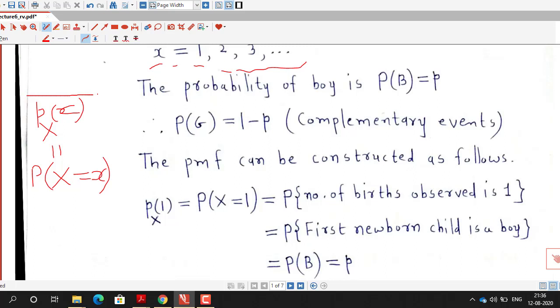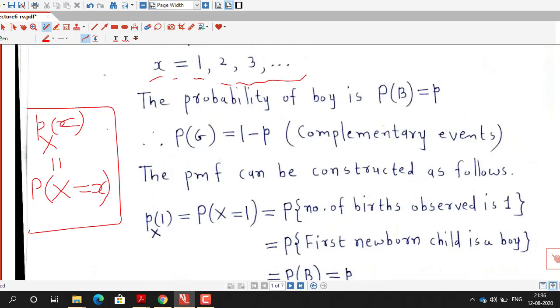So using this definition, x starts from 1, 2 and 3 and so on. It may take an infinite number of values also. So first we will find the value of this PMF at some particular values, and then we will try to see whether we are getting some formula or rule to describe this probability mass function.